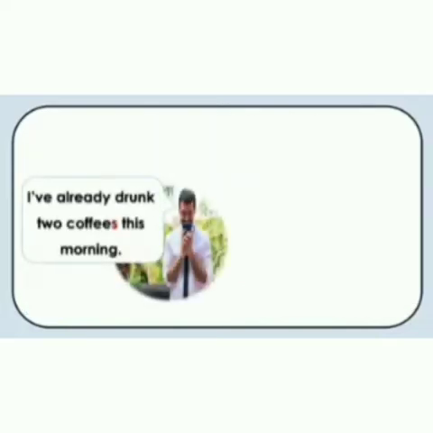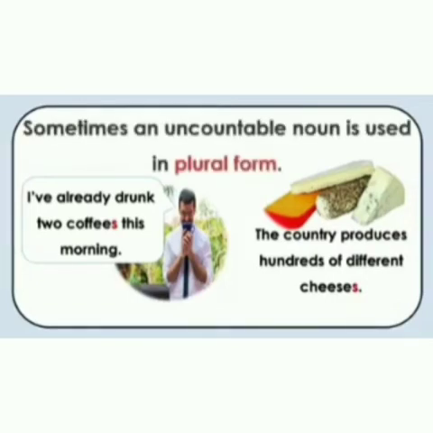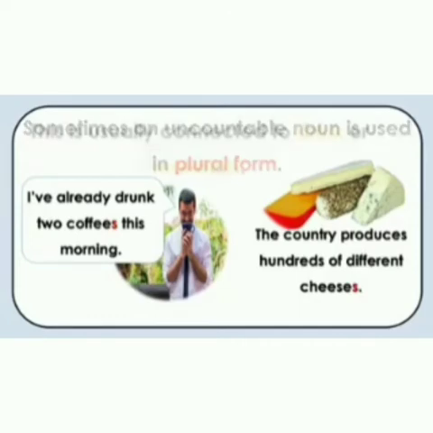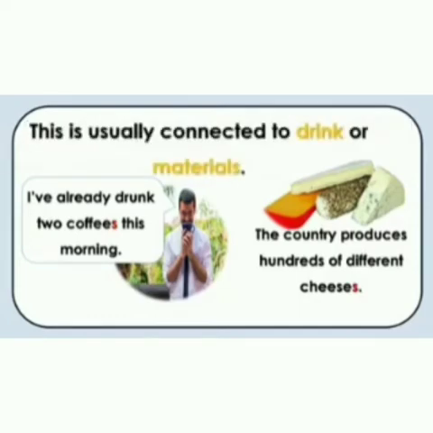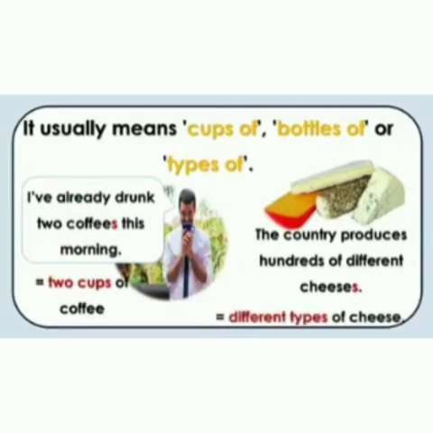I've already drunk 2 coffees this morning. The country produces hundreds of different cheeses. Sometimes an uncountable noun is used in plural form. This is usually connected to drink or materials. It usually means cups of, bottles of, or types of. Cups of coffee. Different types of cheese.